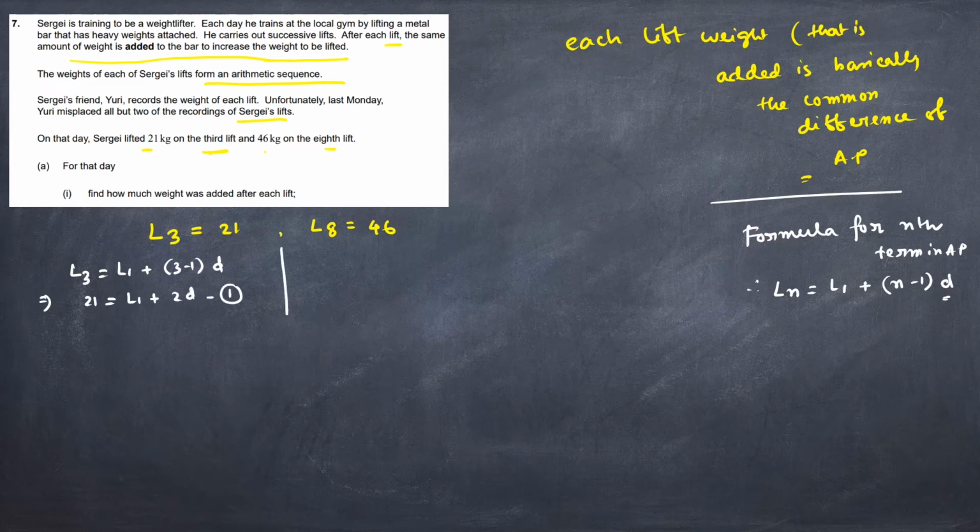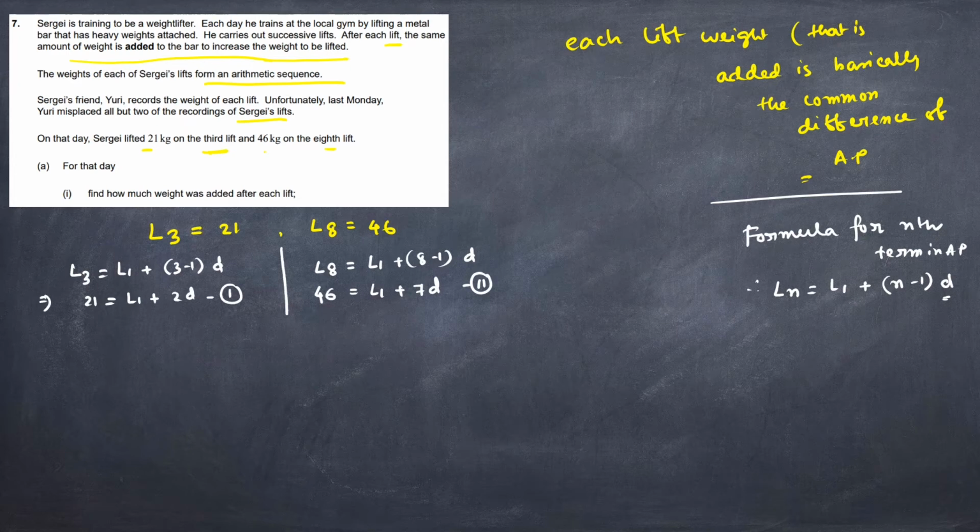Now the second equation we can form from here. L8 is equal to 46. So again we can write L8 equals L1 plus (8 minus 1) into d, so 46 equals L1 plus 7d. So this is equation number 2. So the first equation and second equation we have formed.